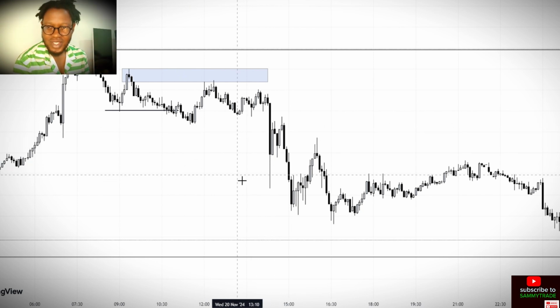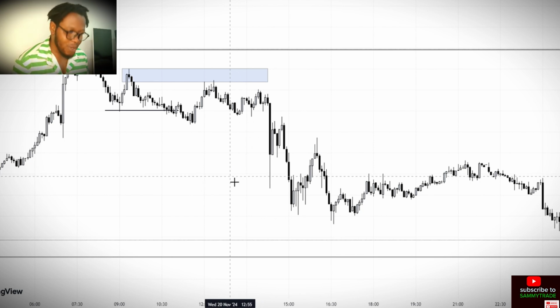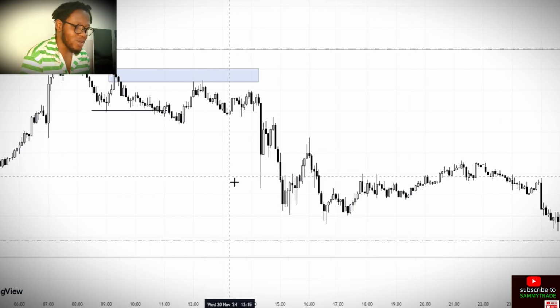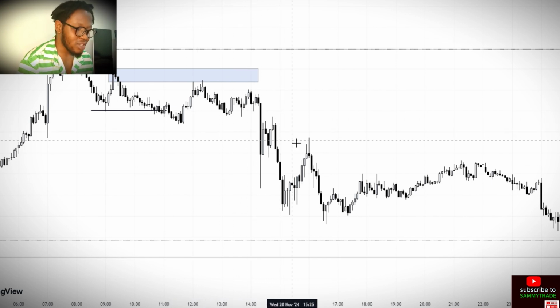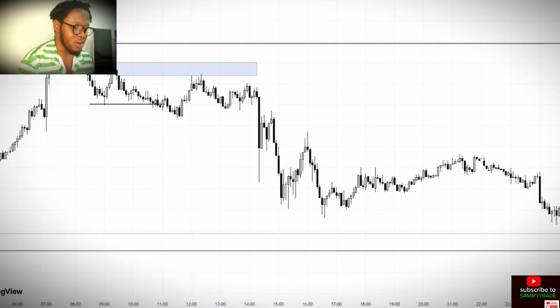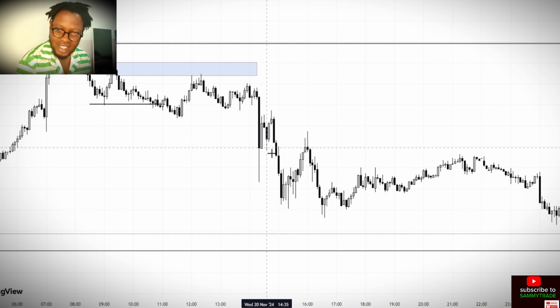What do you think? Don't you think that the bears have entered into the market? Simple, the bears have entered into the market. That's why you see this big candlestick. So I entered immediately that candlestick finished forming. You know, guys, I must wait for the candlestick to complete its forming.